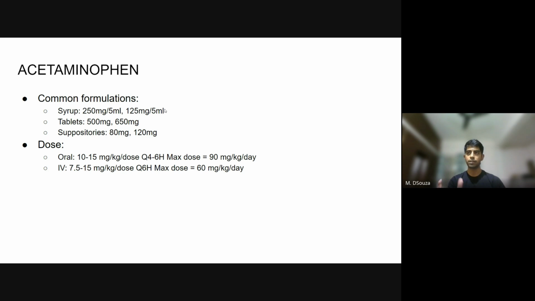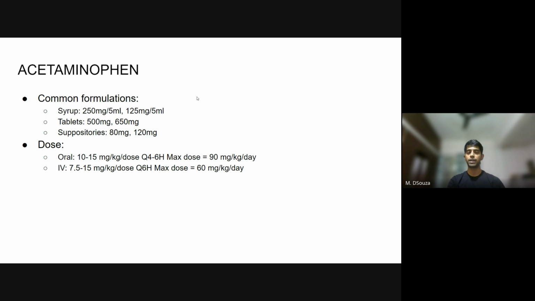It tells us in 1 ml or 5 ml of that syrup how much mg of the medication is present. The usual tablets that we have are 500 mg and 650 mg, and the usual suppositories. Again, suppositories are not something that we would usually recommend, but it's something that is of common practice in burn centers. So if you must, it's worthwhile knowing that you have an 80 mg suppository and a 120 mg suppository as well. The general dose that we would give is 10 to 15 mg per kg per dose.